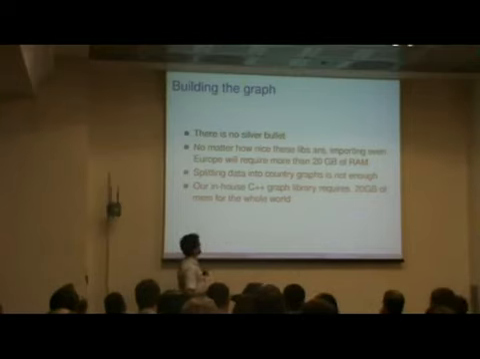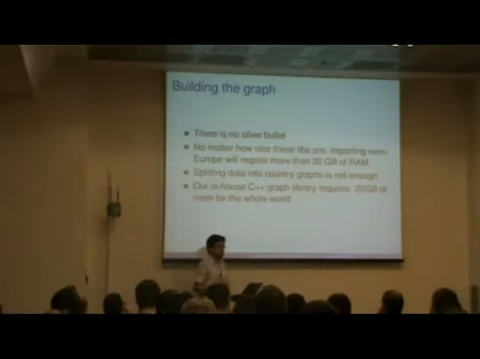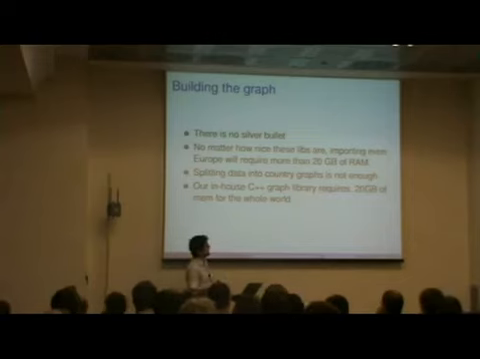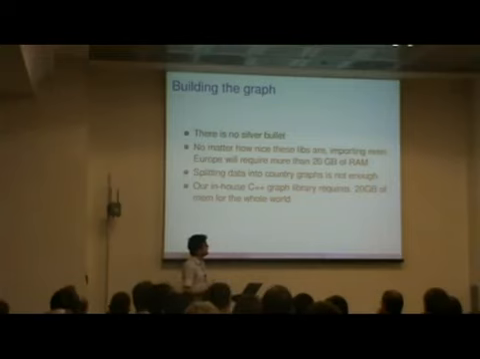As an example, our in-house C++ graph library requires 20 gigabytes of memory for the whole world. It's very efficient. Our previous implementation required 45 gigabytes of memory for the whole world. So first of all, it's amazing because it's a lot of data and it's a fun project to do. And second of all, you have to understand that this is really, really hard. But it's fun.